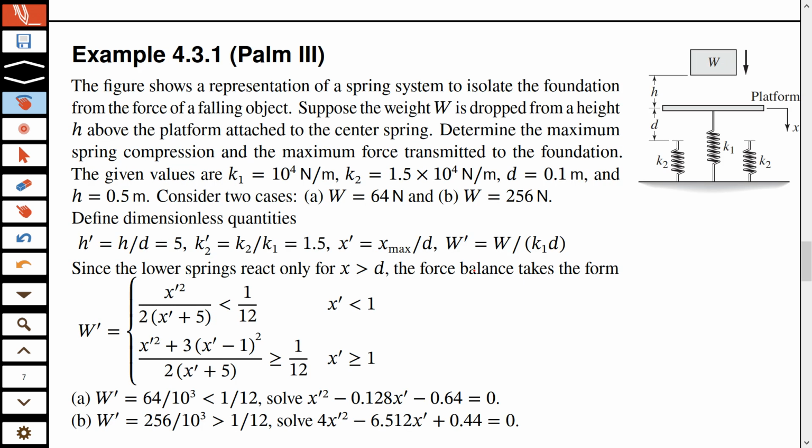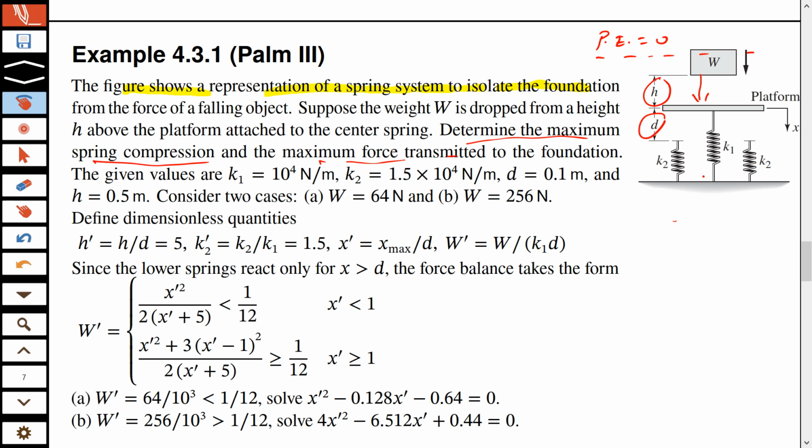So if we have this problem, let's say we have a spring that is meant to isolate the foundation, this is the foundation, from a weight falling on a platform, and you see that it drops from a height, and let's say you take this to be your reference, so the potential energy will be zero there, which means that the potential energy as this weight comes down will be negative. So we are to determine the maximum spring compression and the maximum force transmitted.